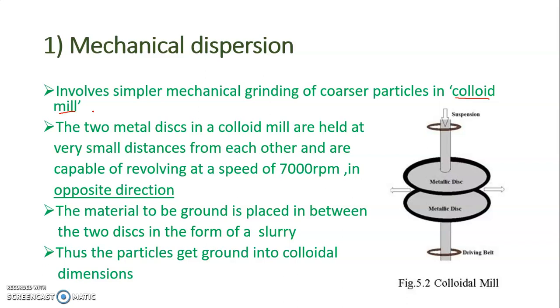So this is very easy to comprehend. See, the colloid mill consists of two metallic discs.